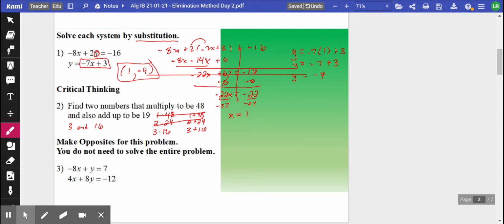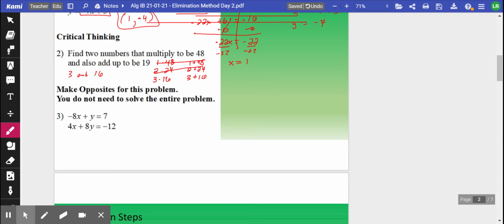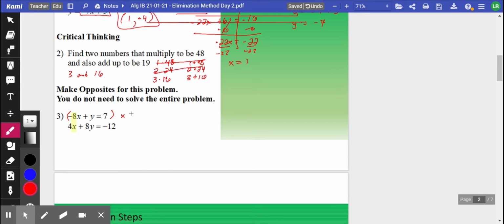Okay. The very last one, I wanted to work on making opposites. And remember, there are different ways to make opposites, but I'm going to make sure I show our quote-unquote foolproof method. So remember, it was top by the bottom, bottom by opposite of the top. So the top equation multiplied by the bottom number. And remember, when we're doing this, we're just focusing on those two. Okay, so I'm going to multiply by 4. Then bottom by opposite of the top. Well, opposite of negative 8 is positive 8.